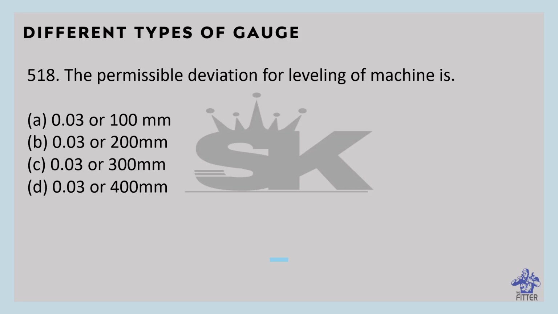The permissible deviation for leveling of machine is, that is option C, 0.03 for 300 mm. Permissible deviation is the difference in moisture contents, weight, mixtures, ingredients, strength, and sizes from that specified, that is considered as acceptable. It is also the distance or movement from the required position.